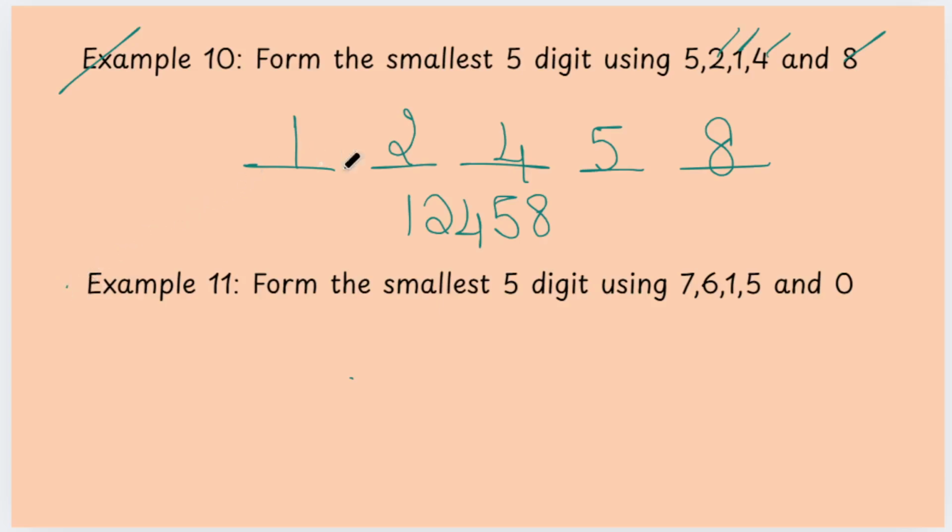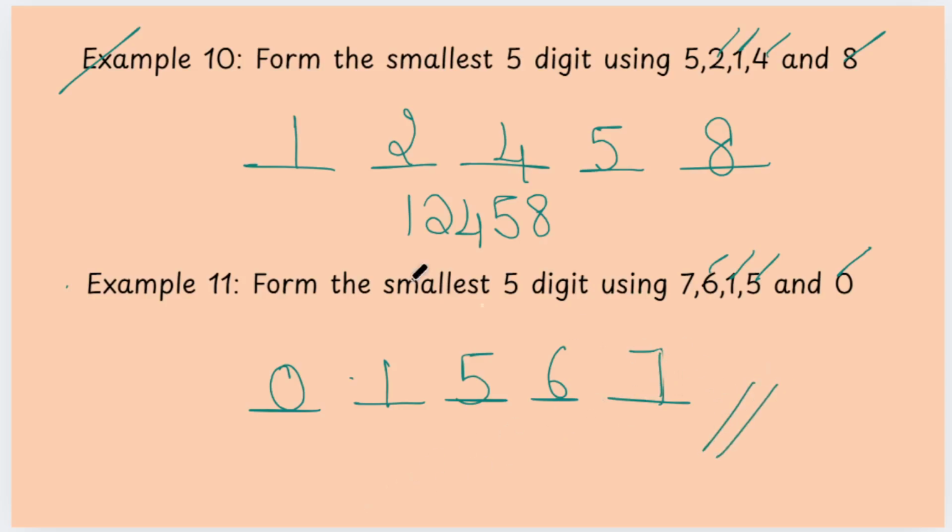Next, example 11. Form the smallest 5-digit number using 7, 6, 1, 5, 0. I need 5-digit number. Which is the smallest among this? 0. So write it on the first column. Then 1 is the smallest. Among 7, 6, 5, which is smallest? 5 is the smallest. Then 6. Then 7. This is the answer. Fine. So this is how you write a 5-digit smallest number.